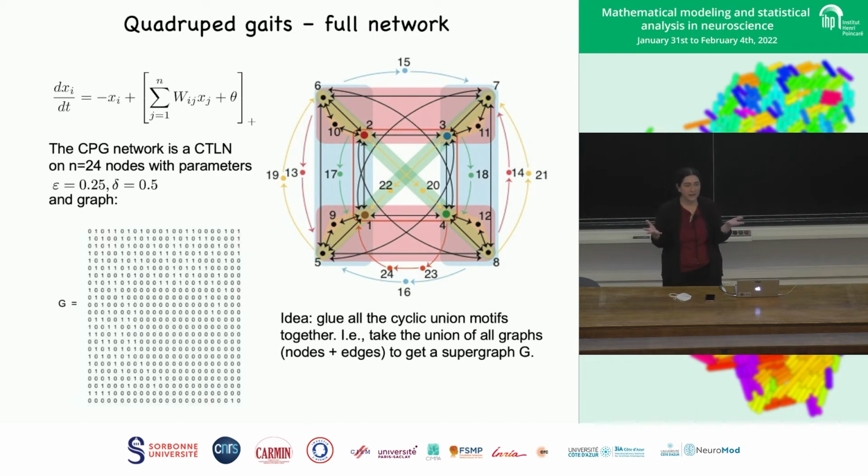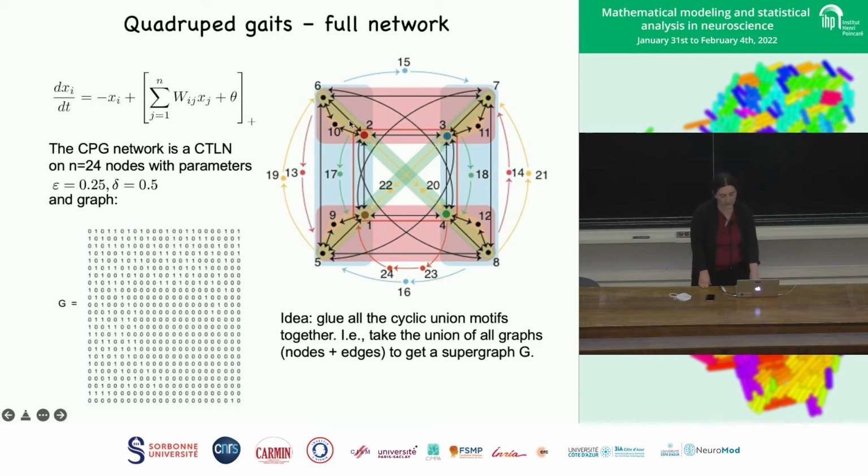How do you make a network that has all of them? We glued these together. We literally just took the union of the edges in all of these graphs, okay? And just identified the nodes that were for the same feet and glued it all together and made a super graph, okay? And now the question is, do we have any chance of preserving those attractors that she carefully designed for these subnetworks?